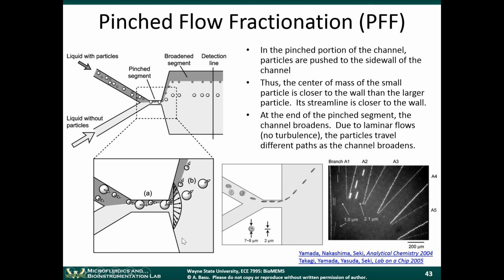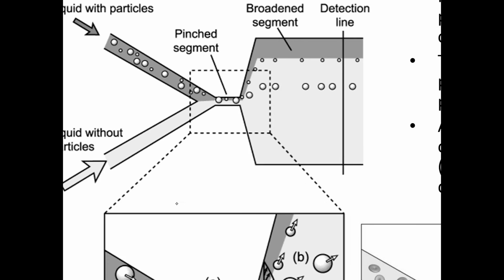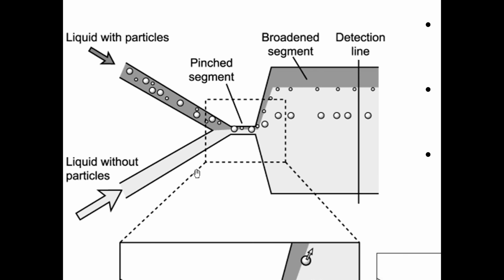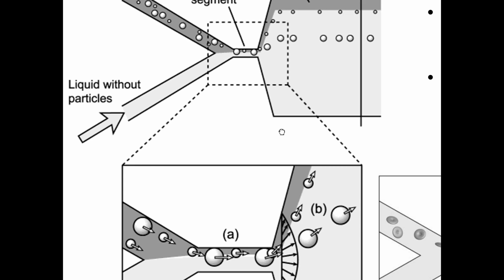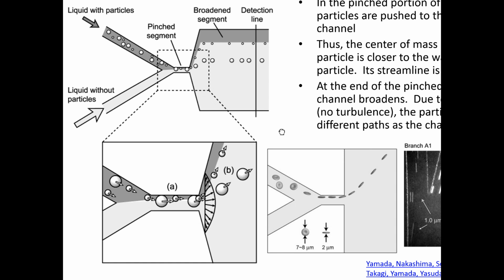The idea behind pinch flow fractionation is that you have a liquid that has particles in it, and these particles could be of multiple sizes. And then you have another liquid coming in from this side, and this would be kind of like a buffer or a sheath. Now the role of the buffer or sheath is to push the particles against the upper wall of the pinched segment. So there's a pinched segment in the middle like this. Notice that the lower fluid is pushing the particles up against the wall.